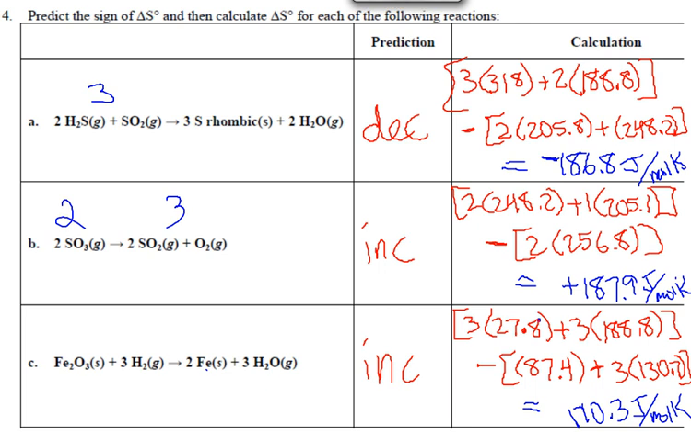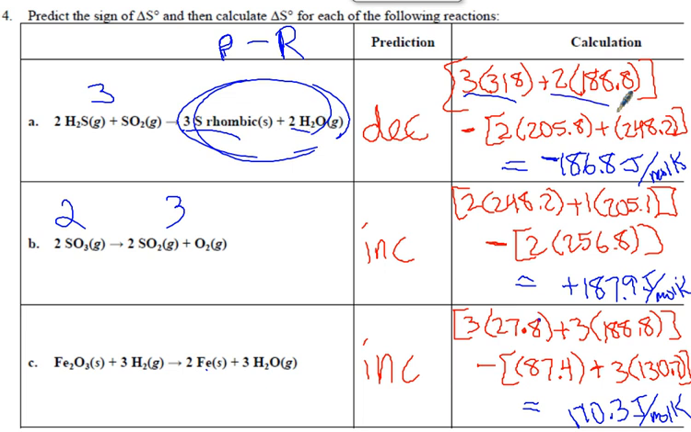So these are just values, but I want to make it clear that this is the products minus the reactants. It's what we're making minus what we just destroyed. So these are the product values. This is the three sulfurs, the two waters as a gas, minus the reactants, and that is the entropy values. So I had to look at the data table and find the entropy values. The data table had entropy, enthalpy, and Gibbs free energy. So I had to make sure I wrote down the right ones.